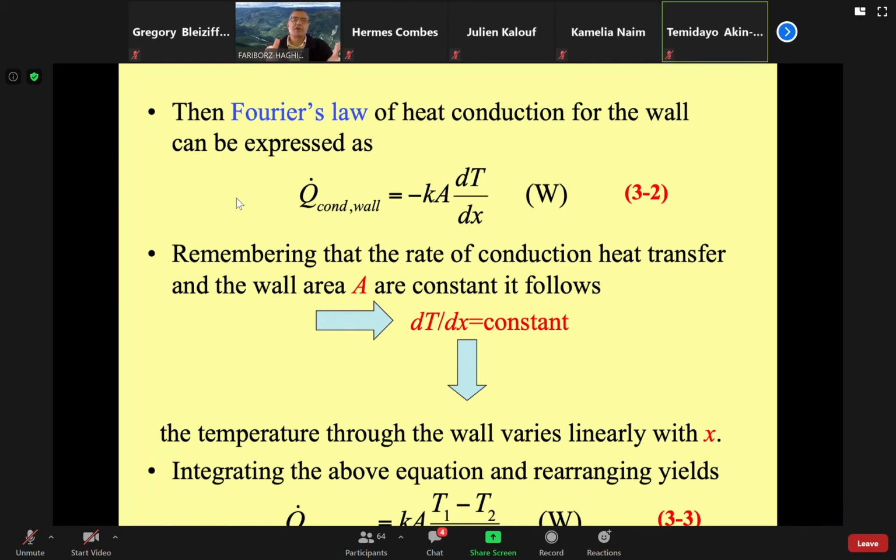Therefore, if we assume this dT over dx is constant, we can change it to an integral form, where Q wall is equal to kA (T1 minus T2) over L, okay? This is linear, therefore we can easily change the slope to the difference, and that becomes T1 minus T2 over L. And that's the one we did in building science.